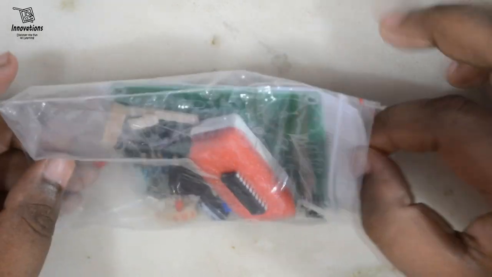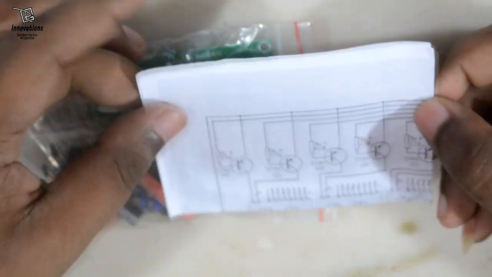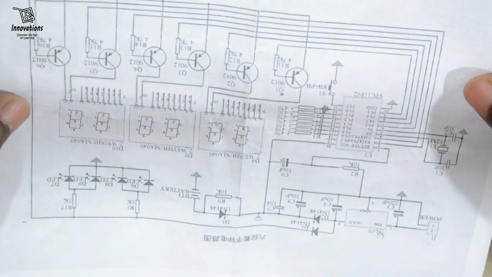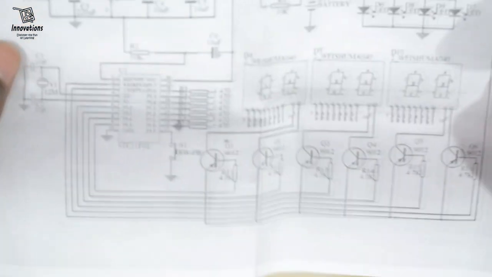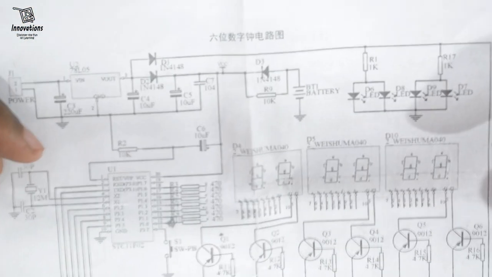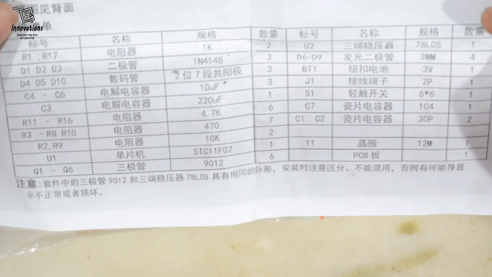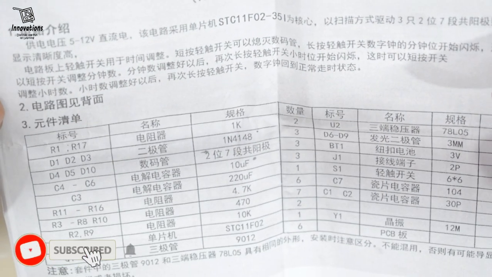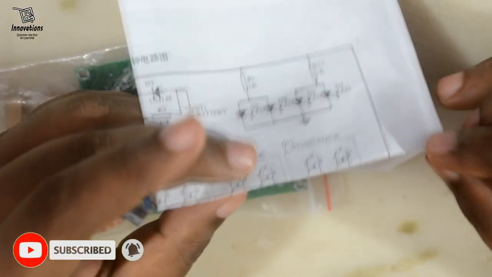First, there is a manual of the entire thing. It's the circuit. And in the opposite side, there are list of the components. It's written in Chinese, so it's of no use to me. Let's see what else is inside the package.